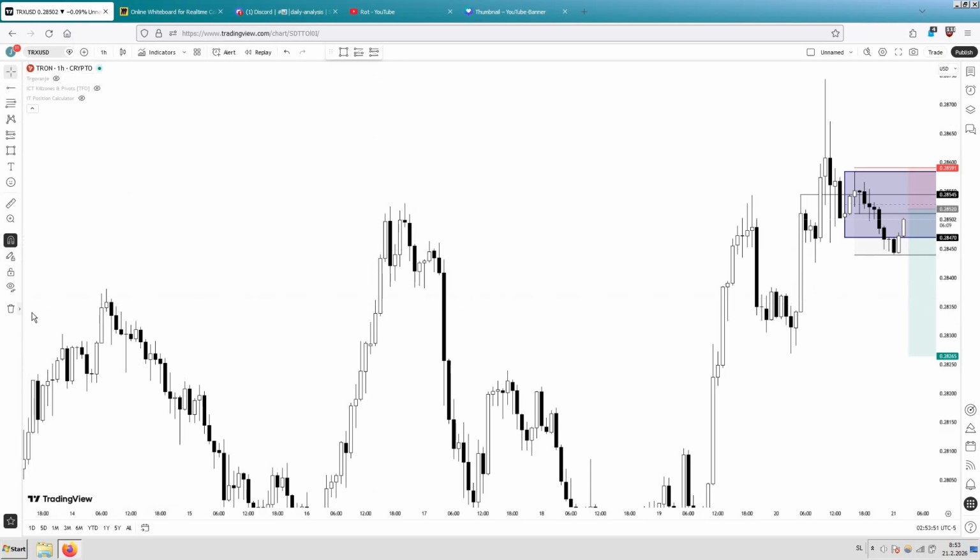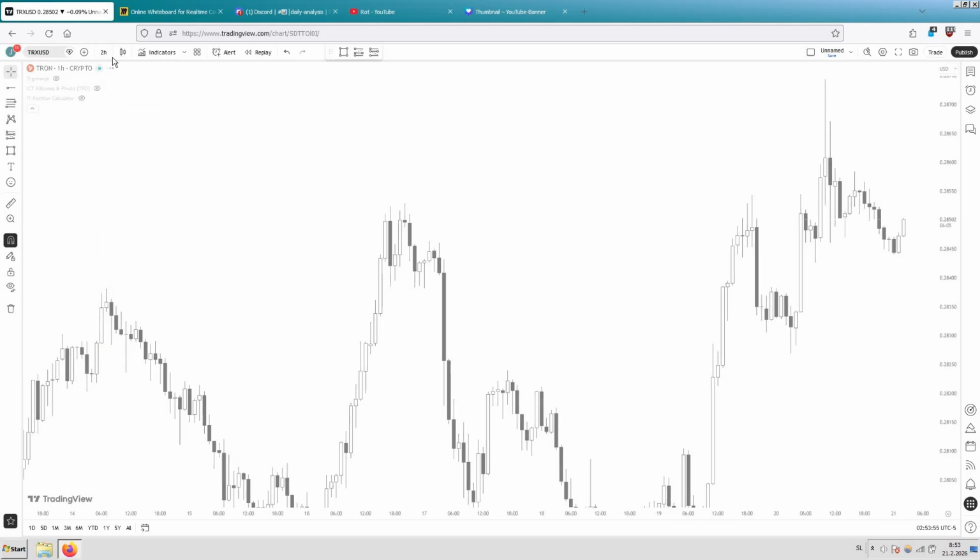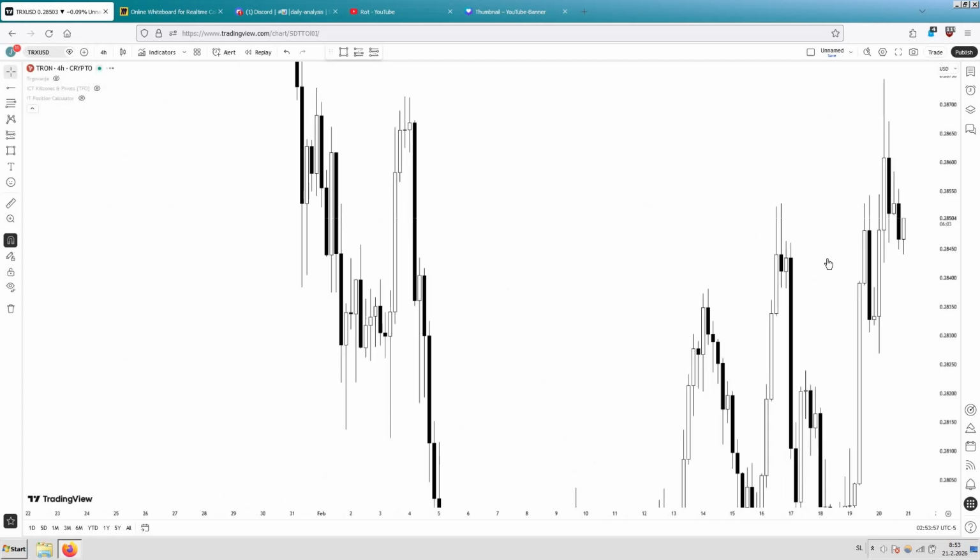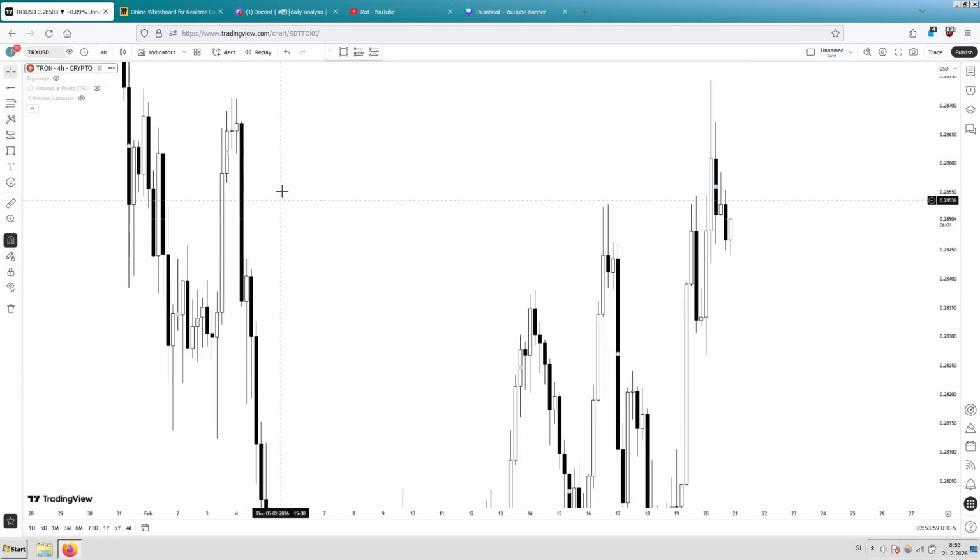Now, order blocks happen on every single time frame. You can have them on 2 hours, on 4 hours, everywhere, okay?